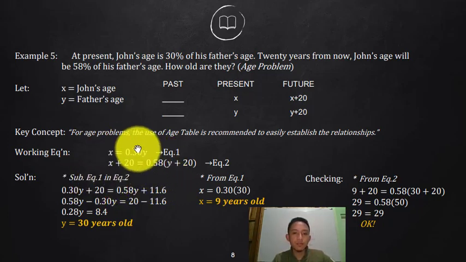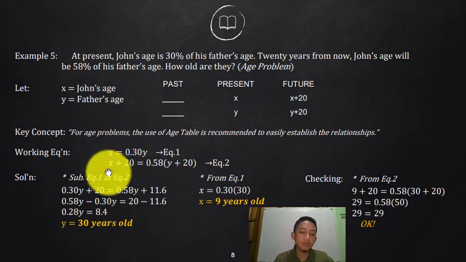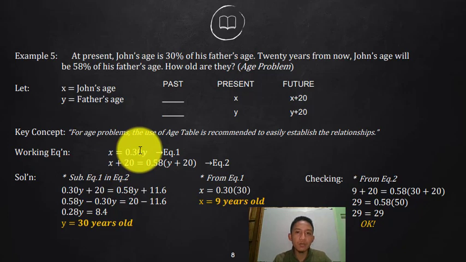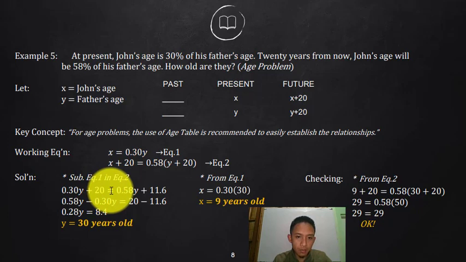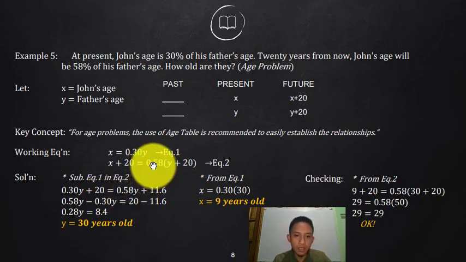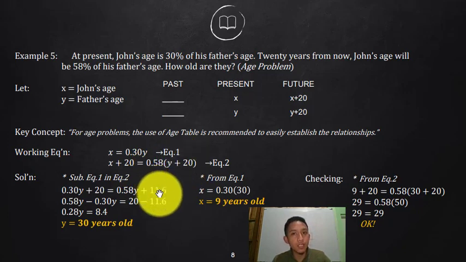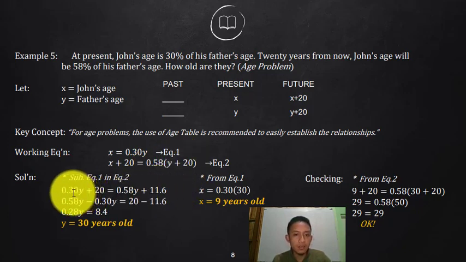So what will I do? Again, it is better for me to apply substitution here, since equation 1 is already expressed with x separated. So substitute equation 1 into equation 2. In equation 2, x will just become 0.3 of y. So 0.3 of y plus 20 equals 0.58 of y plus 20. Distribute that: 0.58y, and 0.58 of 20 is 11.6. Now we have one equation, one unknown. You can solve for y and then later on solve for x.